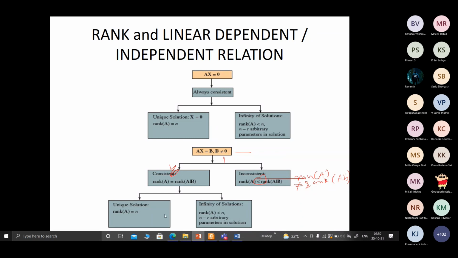Again, in the case of a solution, there are two cases. One is the rank is equal to the number of columns, or number of unknowns n. Then it has a unique solution, that means only one solution. If the rank is less than the number of unknowns, the difference will be set as parameters, arbitrary values, and we will have infinitely many solutions. This is how it goes. This is the non-homogeneous system. And this is the homogeneous system.